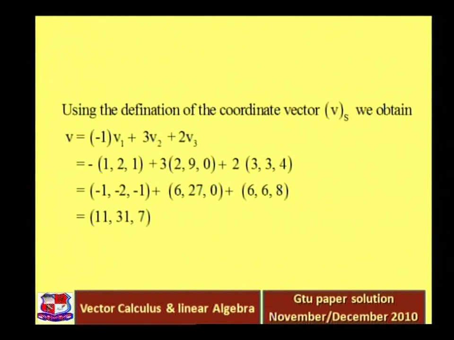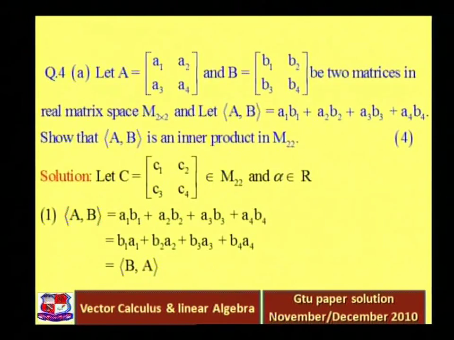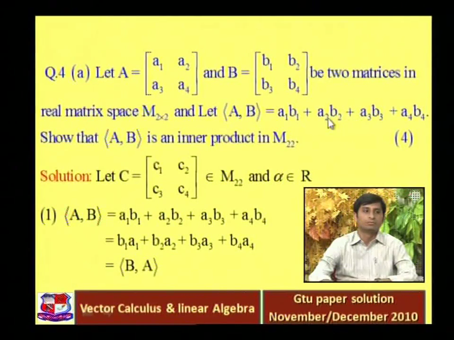Next question, to complete the solution of this question. Question 4a: let A is equal to A1 A2 A3 A4 and B is equal to B1 B2 B3 B4 be two matrices in the matrix space M, set of 2 cross 2 matrices, and let the inner product be A1 B1 plus A2 B2 plus A3 B3 plus A4 B4. Show that inner product AB is an inner product.